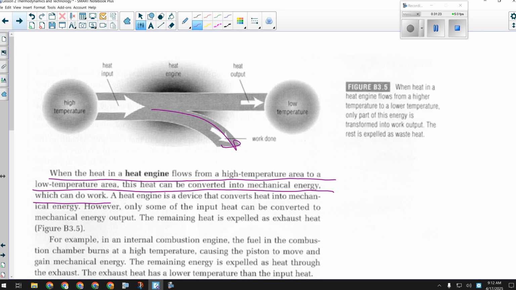So in a heat engine, when heat flows from high temperature to low temperature, the heat can be converted into mechanical energy.